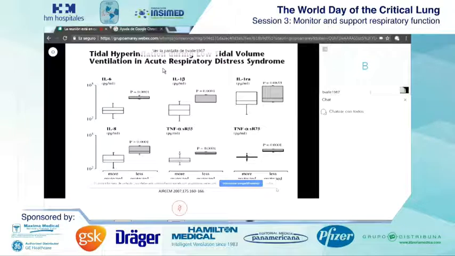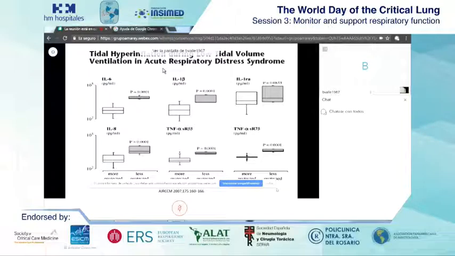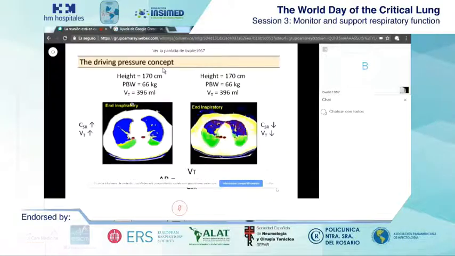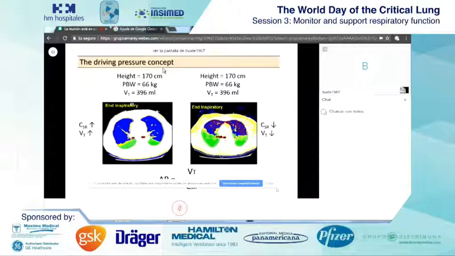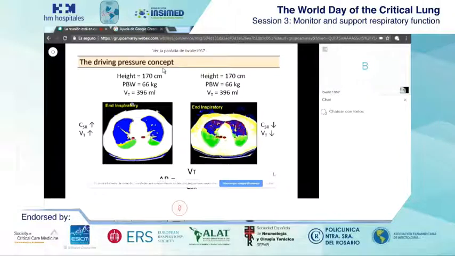In this study, the tidal hyperinflation was associated with a higher level of inflammatory cytokines, and they were associated with worse outcomes. An alternative to adjust the ventilation in ARDS patients, as was shown to us by Professor Pelosi, is the driving pressure. The driving pressure considers not only the tidal volume, but also the compliance of the respiratory system.